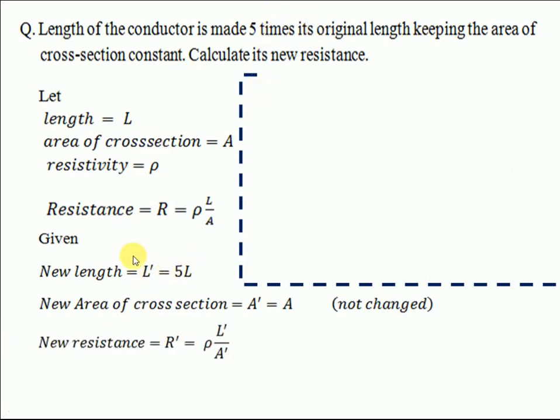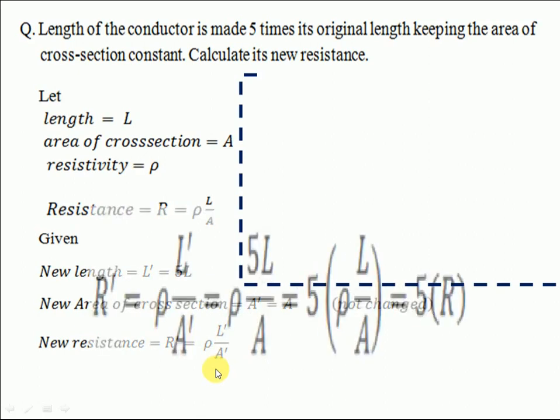It's saying 5 times the original length, and the new area is the same as the old area, as we are not changing the area. It's written in the question also. So my new resistance, which I denote by R dash, so that it won't be confused with old R, I'm writing R dash. R is old resistance, R dash is new resistance. As I have said, rho, the resistivity, never changes, so new resistance is rho times new length by new area.